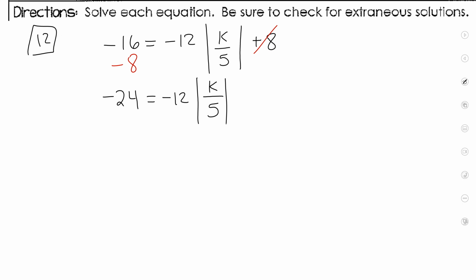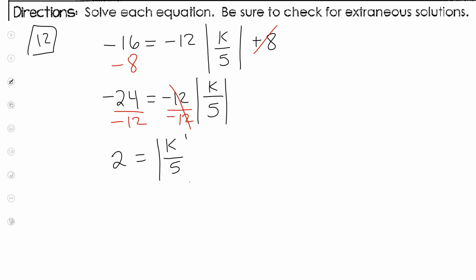Okay, so how do we get rid of that negative 12? This is being multiplied together because they're right next to each other. So the opposite would be to divide. So go ahead and divide both sides by negative 12. Okay, so negative 24 divided by negative 12 is 2. And I'm left with the absolute value of k divided by 5. Finally, is my absolute value isolated? Yes, now it's finally by itself.